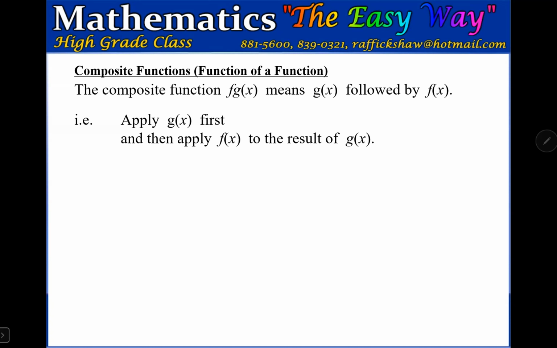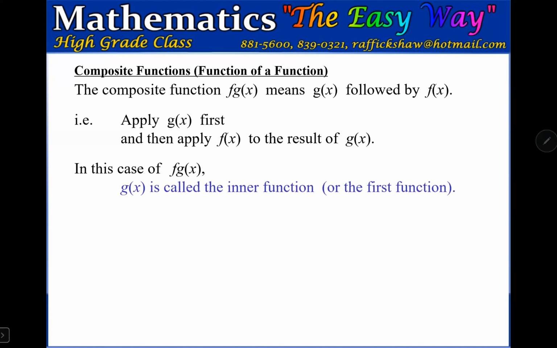The result is wet, clean clothes. And then you take the wet, clean clothes and you put them in the f now, which is the dryer. And the dryer does what it does to the wet, clean clothes and gives you clean, dry clothes. So you take the result after the g, you put it in the f, and you get clean, dry clothes. In this case, when it's f of g, g is called the inner function or the first function.